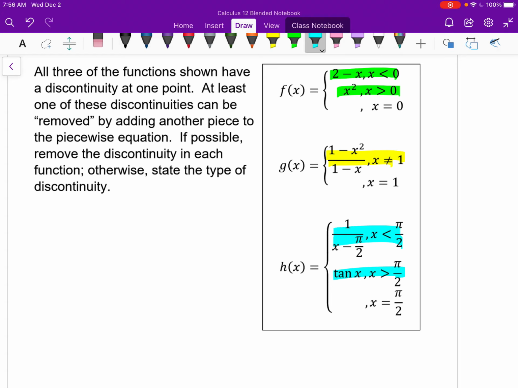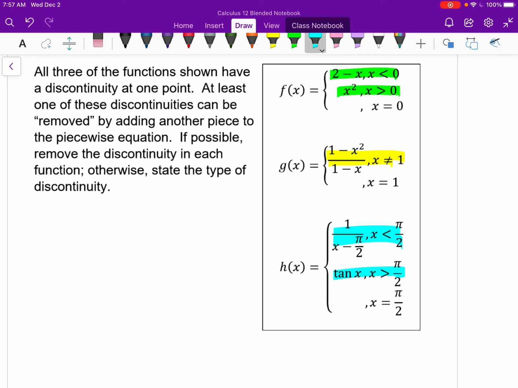So as it stands now, each has a blank third piece that I could potentially fill in. As it stands now, each of these functions is undefined at some point: 0, 1, and pi over 2. At least one of these discontinuities can be removed by filling in a point, but other ones it cannot be removed. So what does that mean?